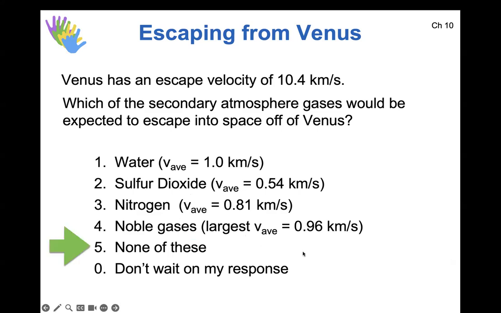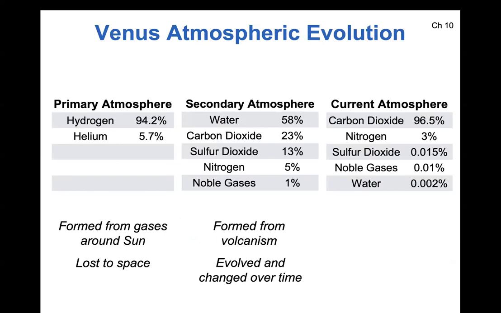So no, none of them are going fast enough. None of them will escape into space. So Venus would hold on to all of those constituents of the secondary atmosphere. But then, why did it change, right? If none of them escape into space, right?